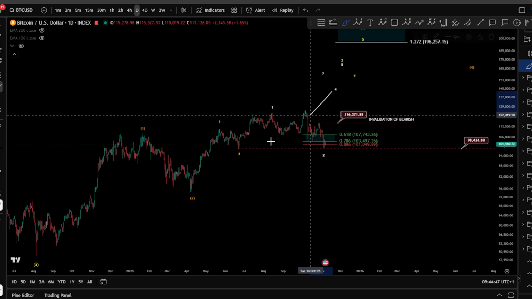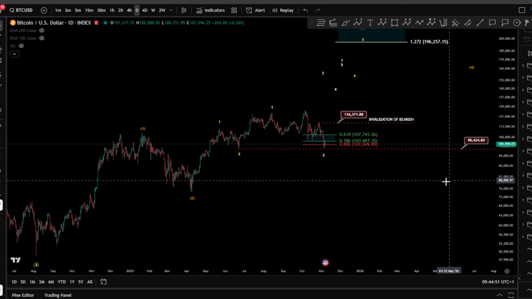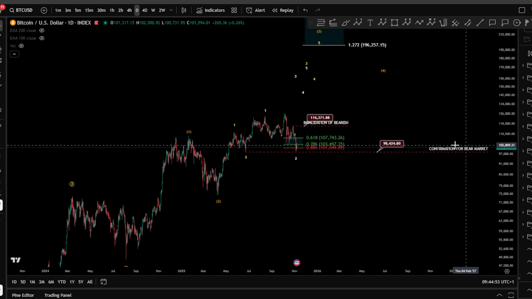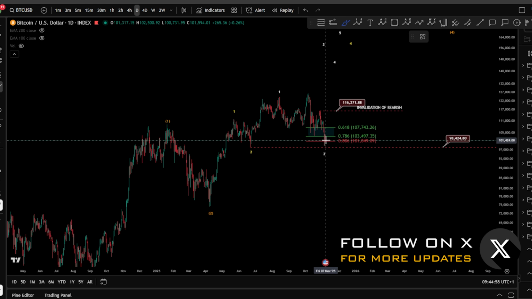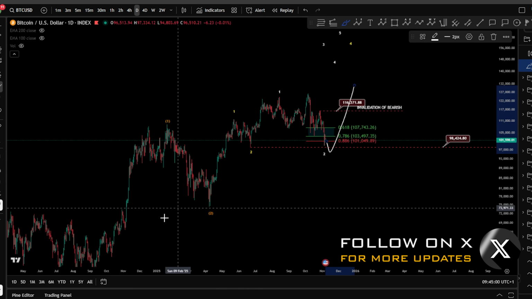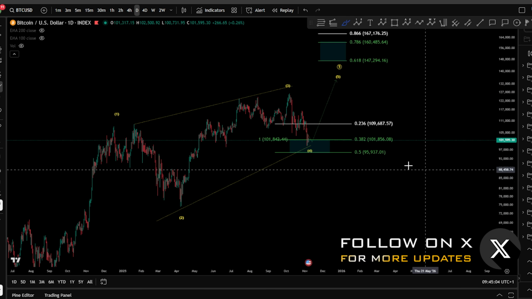However, a signal that this is invalidated is by taking this low at 98K 400, which is, of course, a confirmation of a potential bear market, unless, of course, one more chance is there for the diagonal here that it might unfold that we just explained over there.